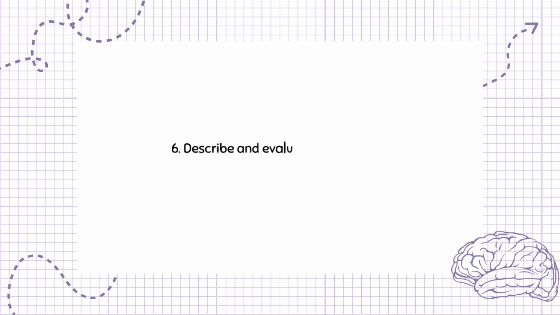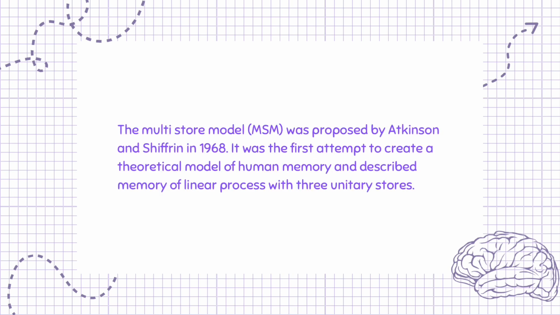Question 6. Describe and evaluate the multi-store model of memory. 16 marks. The multi-store model, MSM, was proposed by Atkinson and Shiffrin in 1968. It was the first attempt to create a theoretical model of human memory and described memory as a linear process with 3 unitary stores.